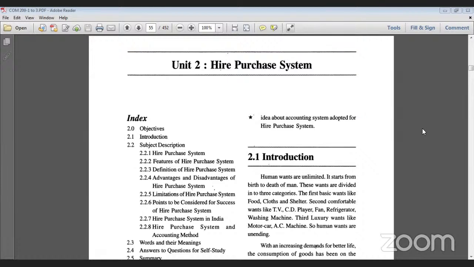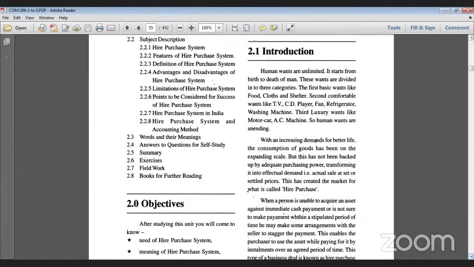Human wants are unlimited. From the birth to the death of a man, these wants are divided into categories. First, basic wants like food, clothes, and shelter. Second, comfort wants like TV, CD player, fan, refrigerator, washing machine. Third, luxury wants like a motor car, AC, machinery. So human wants are unending. With the increase of demand, we consume goods for a better lifestyle.